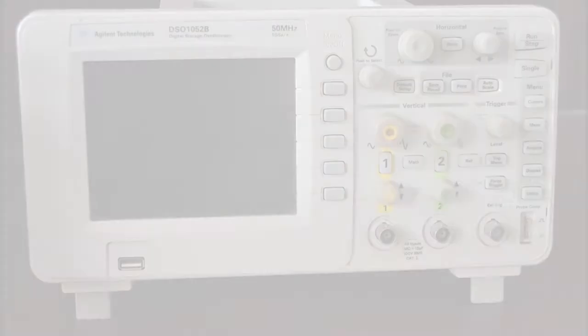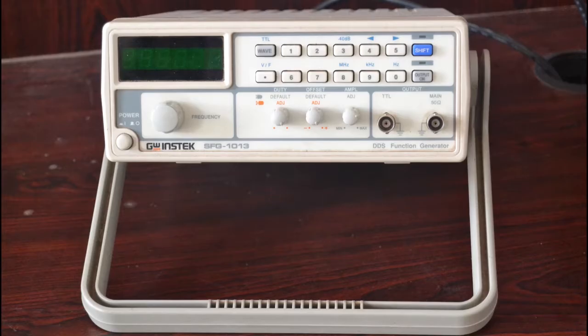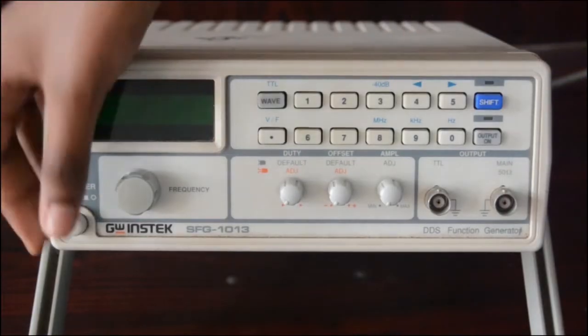I am here to explain some of the important equipments that are used in our electronics and communication laboratory. So I will be explaining to you about the DSO, the function generator and the multimeter. So now let's begin with the function generator.